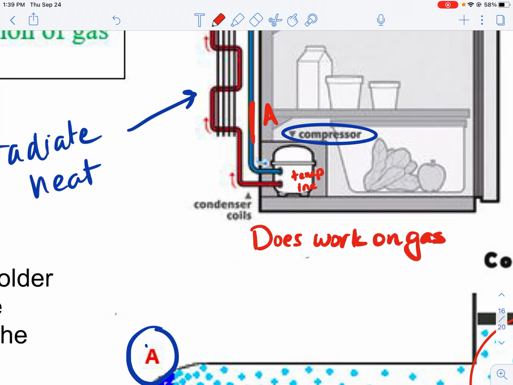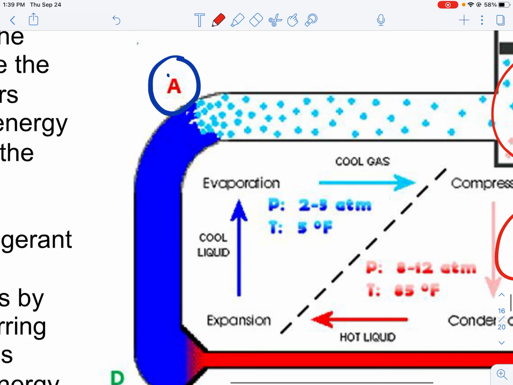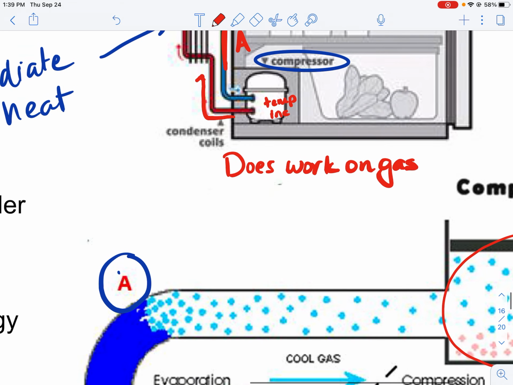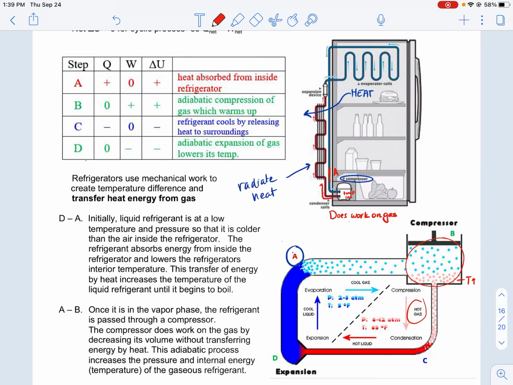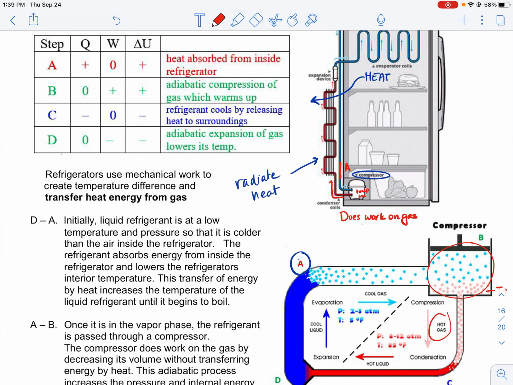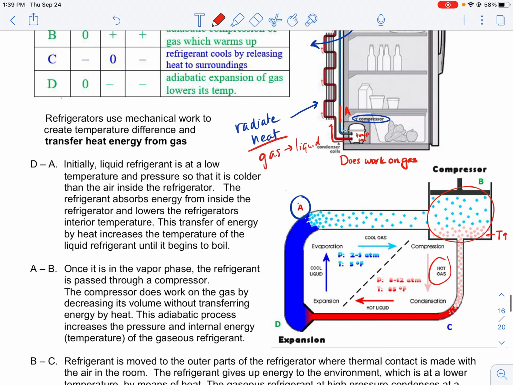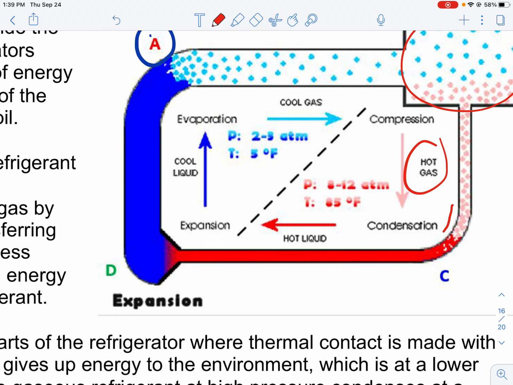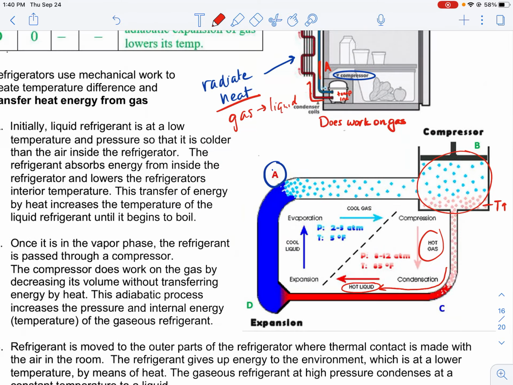Then what happens? We've got this hot gas going through the tube, and this is what that looks like. There's hot gas coming through these condenser coils, and to condense means to go from gas to liquid. While they're going through these coils, they radiate heat, and the gas turns to liquid. In this diagram, you can see there's condensation. The gas is turning into liquid.